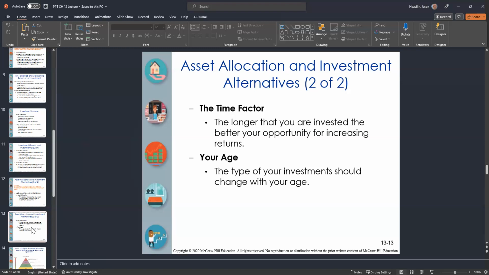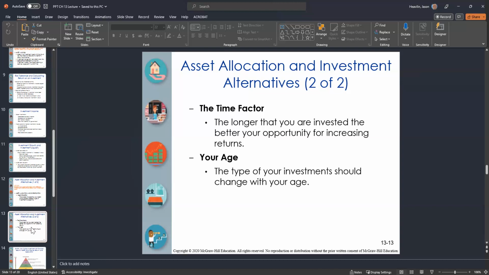Your age: the type of your investment should change with your age. This is more talking towards retirement. The idea is that if you're in your 20s, for example, you still have a good 40, 45 years before you start getting into retirement age. Since you have all that time and shouldn't be using that money, you do not need heavy liquidity, you need growth. So you want to be in investments that are pursuing growth and grow as fast as they can.